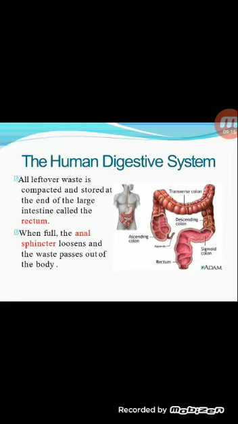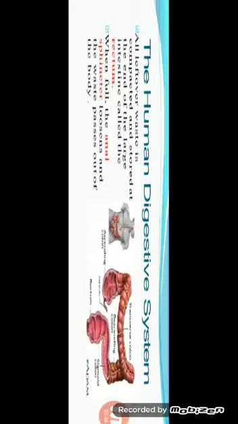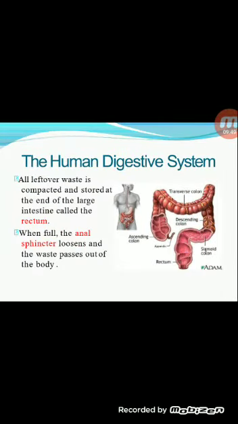Okay. See, here we have a clear picture of the large intestine. Are you able to see the last part, children? That is the rectum. After that you will have the anus, and the waste, the undigested food, will come out from the rectum. Very good. Children, the human digestive system is a very important and very beautiful thing, where you can understand the digestion of food from your mouth to anus.